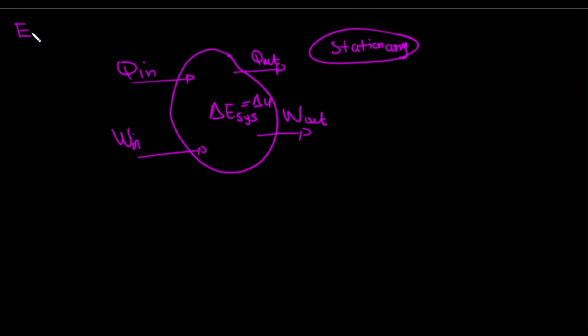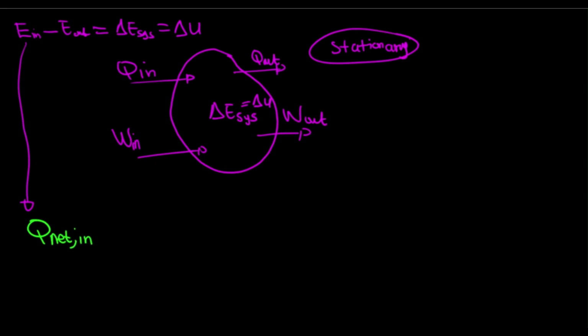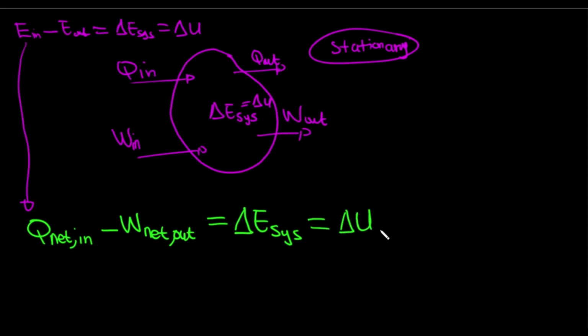And applying a general equation, energy analysis there, energy in minus energy out, that gave us changes in system energy, which is equal to change in internal energy for a stationary system. And all of that simplified to Q net in, heat being supplied, saying that Q in is greater than Q out, minus work net out, saying that work being done by the system is greater than work done to the system. And all of that will result in change of the energy of the system. For a stationary system, that energy is internal energy of the system.